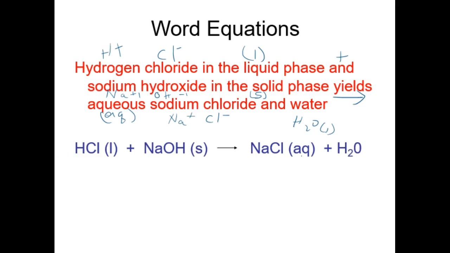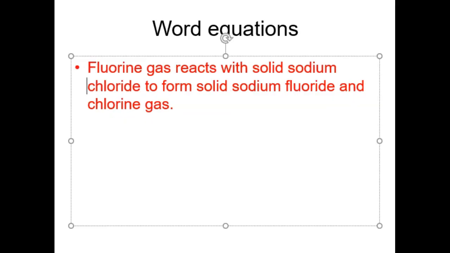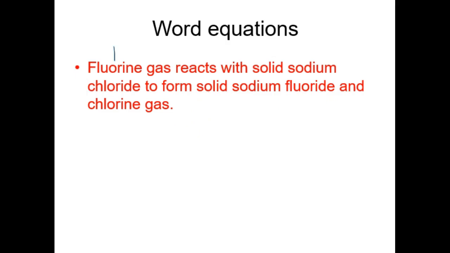All right, let's try another one. Okay, so here's our equation right here. It says fluorine gas reacts with solid sodium chloride to form solid sodium fluoride and chlorine gas. So first thing I would do is this. Okay, I got fluorine gas. Okay, so I have an F. All right. I know that it's a gas, so I'm going to put a G.